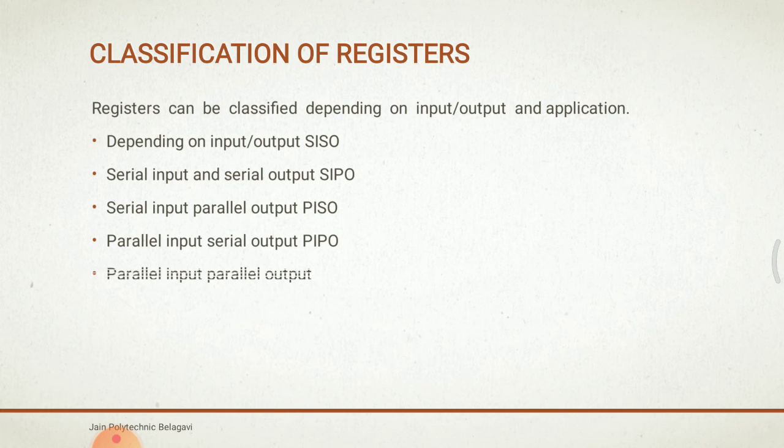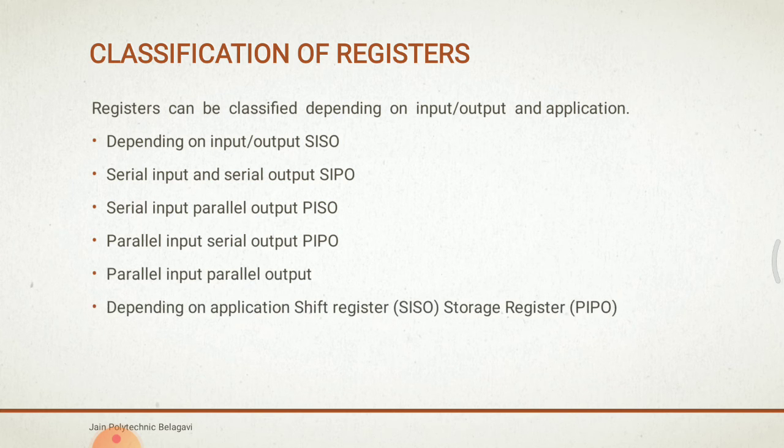Depending on the applications of the shift registers, there are two types: serial input serial output, and parallel input parallel output storage registers. Classified by application, SISO is a shift register, and the storage register is parallel input parallel output.